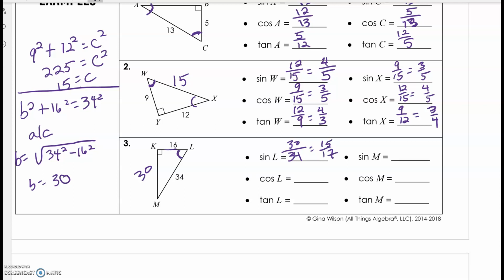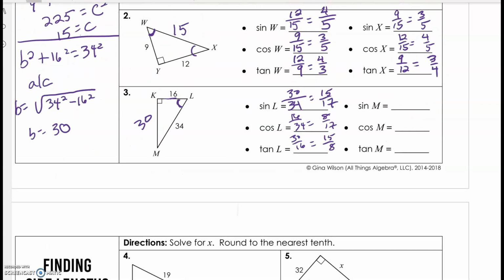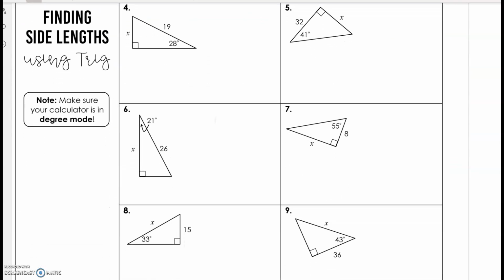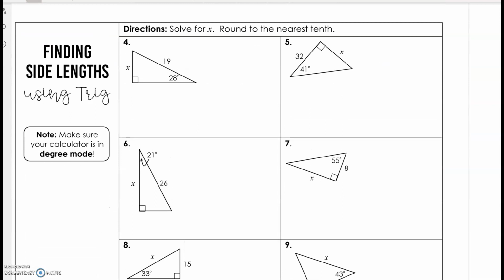Let's pause here for a second. All right, so now we learned the ratios. Let's move to using those ratios to figure out an unknown side. So one of the most important things you need to do is make sure your calculator is in degree mode. I am going to switch over here and put on a video where a teacher shows you how to put a calculator in degree mode.